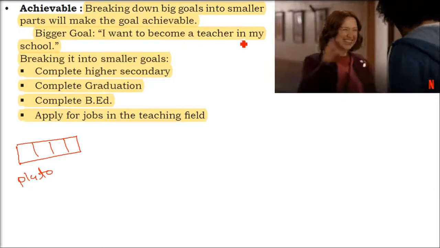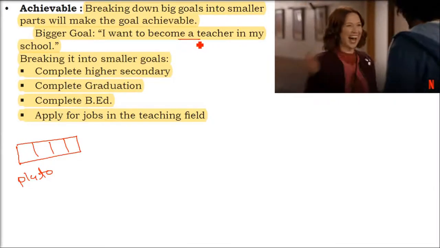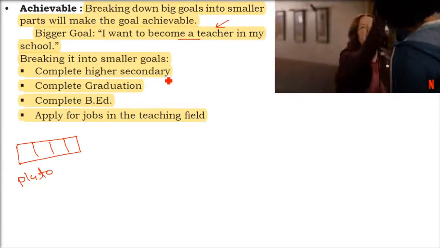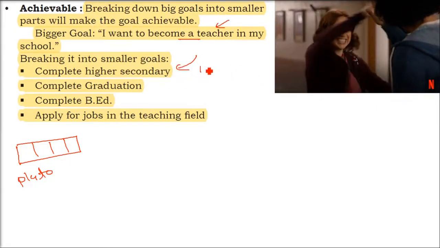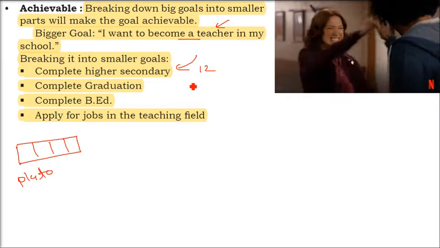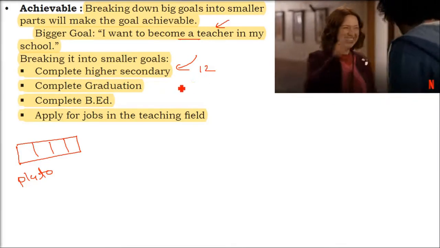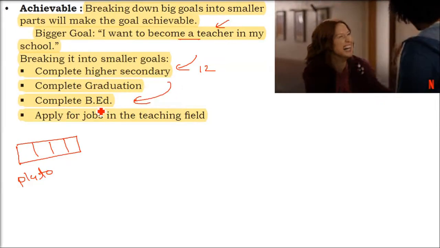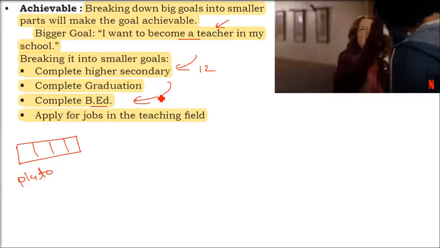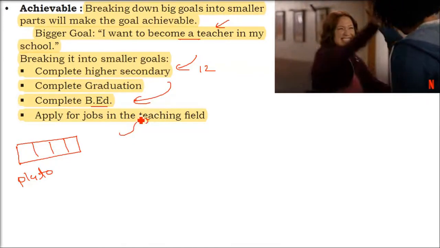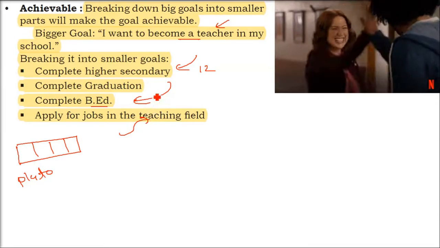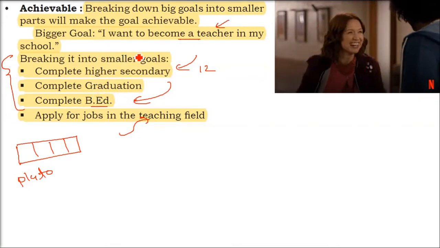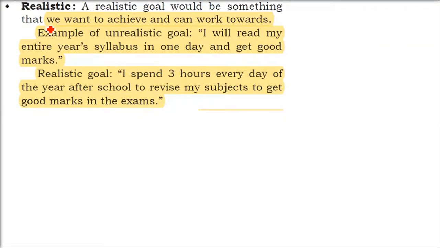So, a bigger goal can be, "I want to become a teacher in my school." That is, you want to be a good, successful teacher, you love teaching. So you have to break this goal into smaller goals. For example, you have to complete your 12th class higher secondary. Then you have to do the graduation which is required. Then you have to go for a Bachelor of Education and Master of Education course. And then you have to apply for jobs in the teaching field. This is how you can achieve. So you have to divide the big goal, because every goal is big, divide it.